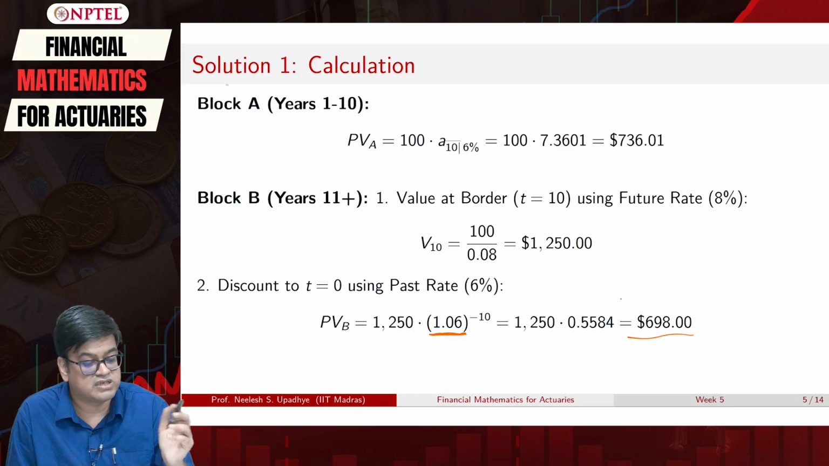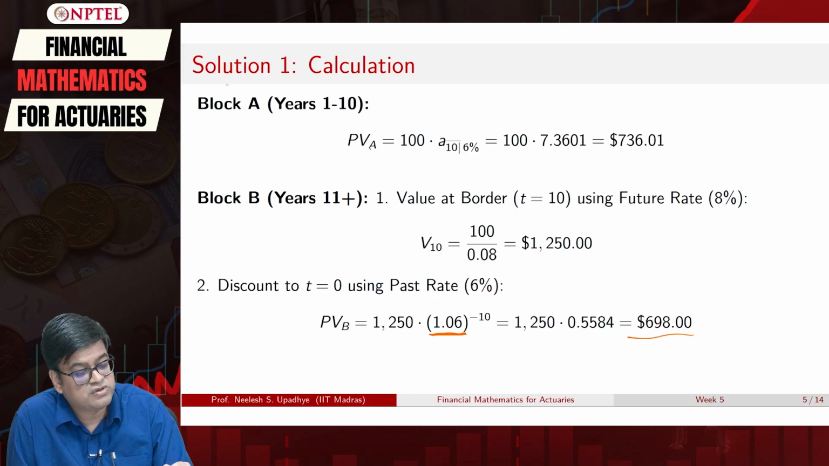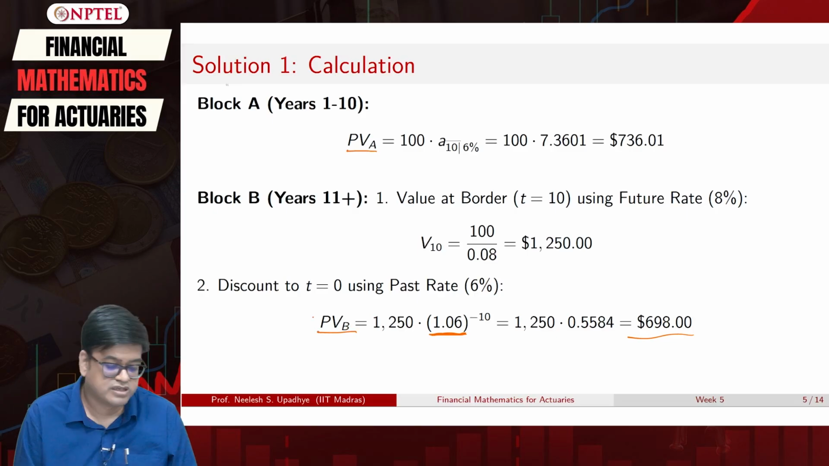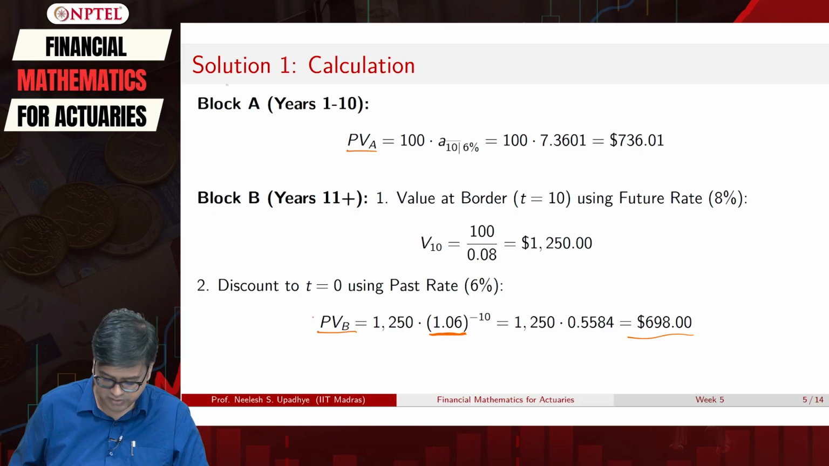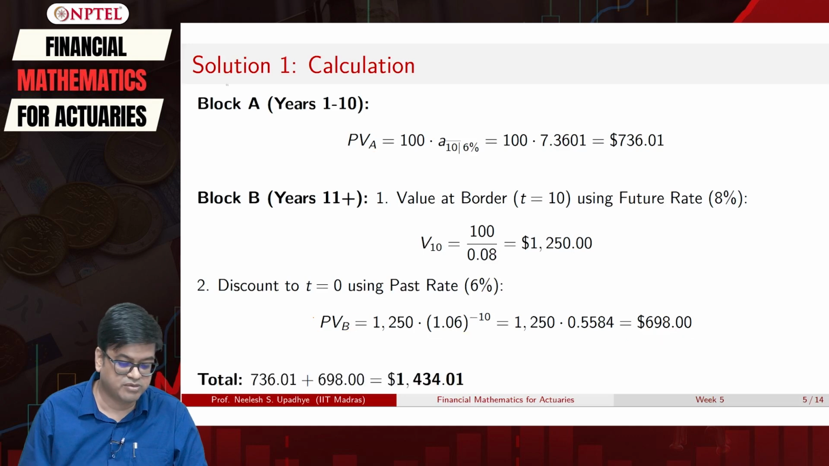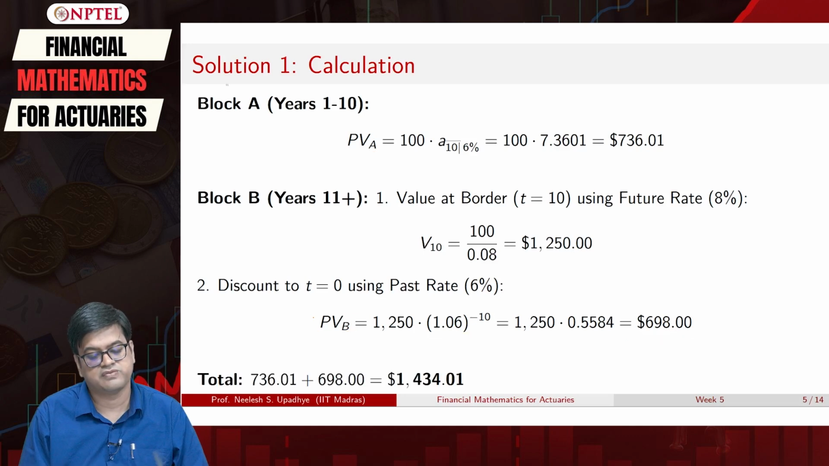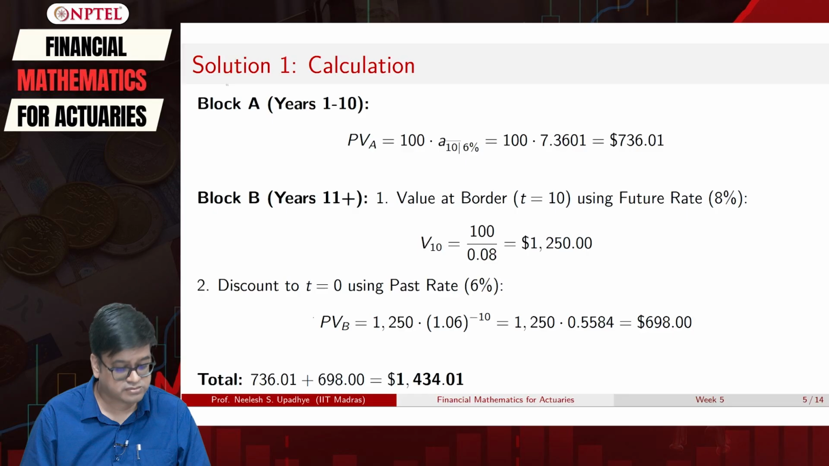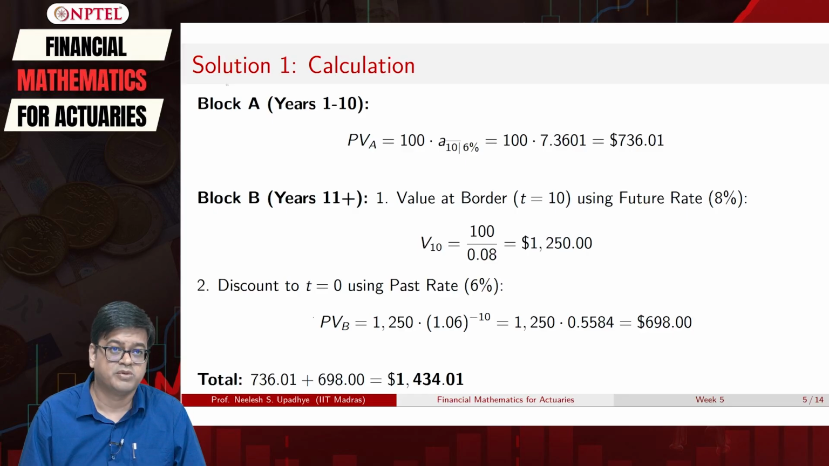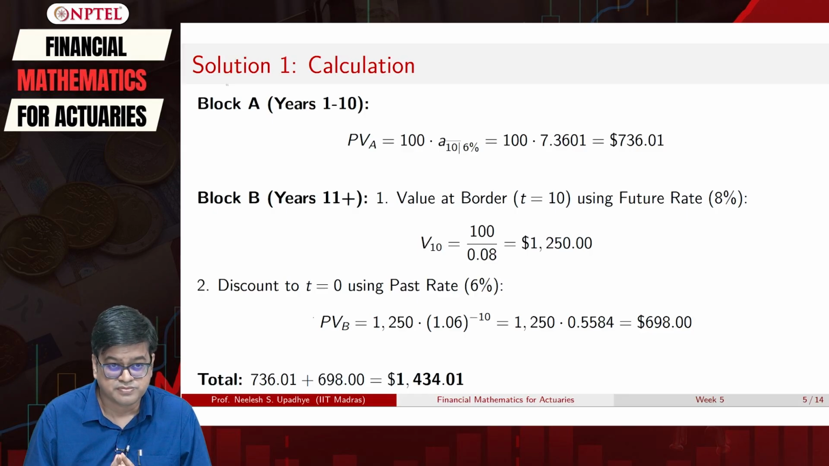So what should be the total present value? Present value of A plus present value of B should give me the total present value. That's what we will do next, and that will be 1434.01. So we have solved the changing economy problem. Now no matter how many economy changes there are, the procedure is still similar. So you can solve any changing economy problem using this.